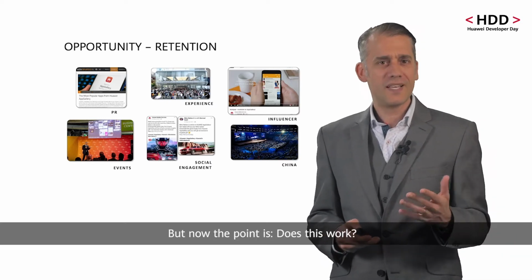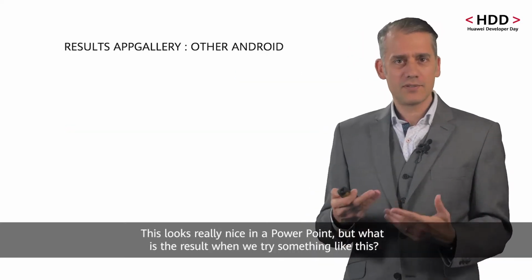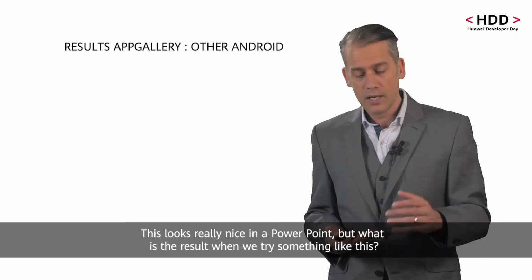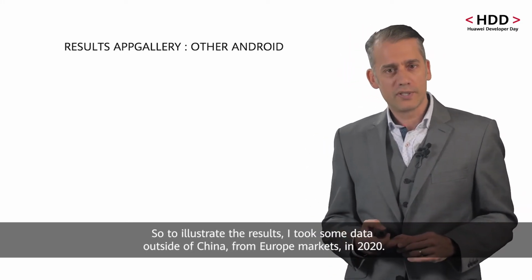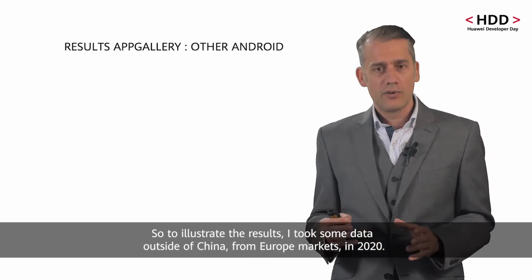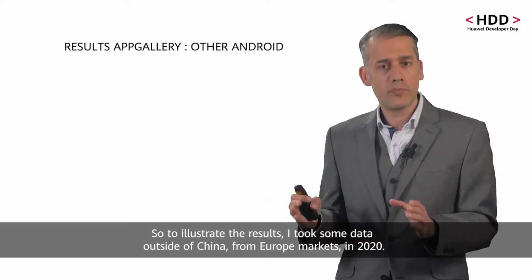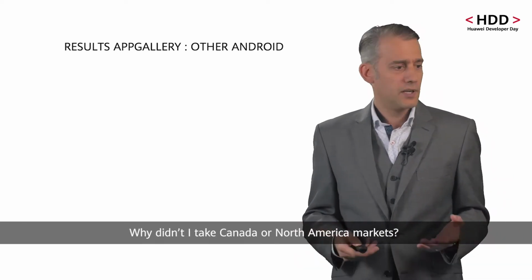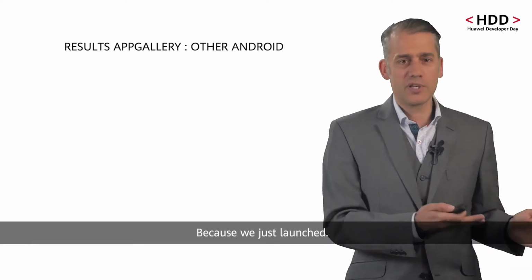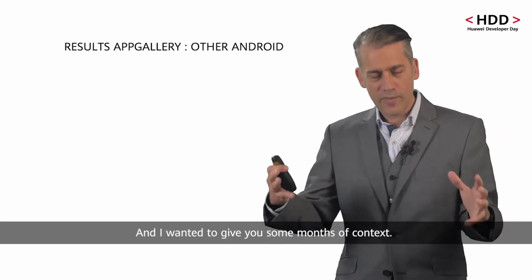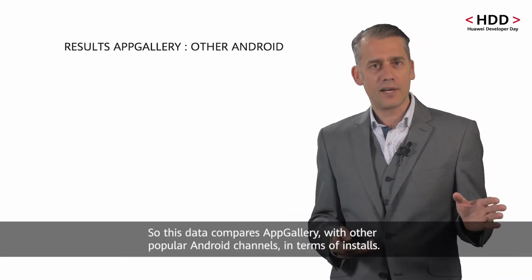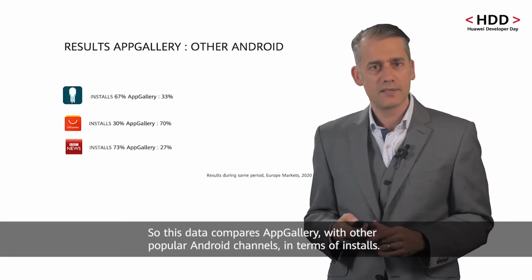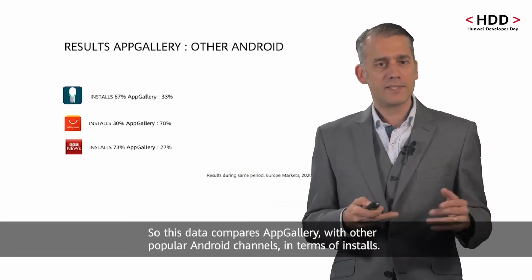But now the point is, does this work? This looks nice in a PowerPoint, but what is the result when we try something like this? To illustrate the result, I took some data outside of China from European markets in 2020. Why didn't I take Canada or North America markets? Because we just launched, and I wanted to give you some months of context. So these data compare App Gallery with the other popular Android channels in terms of installs.